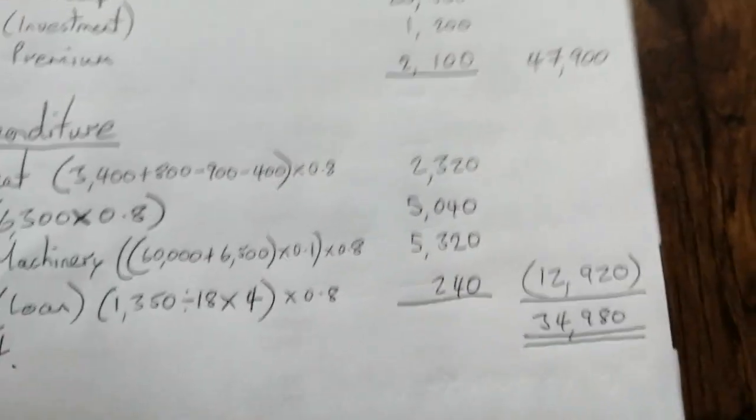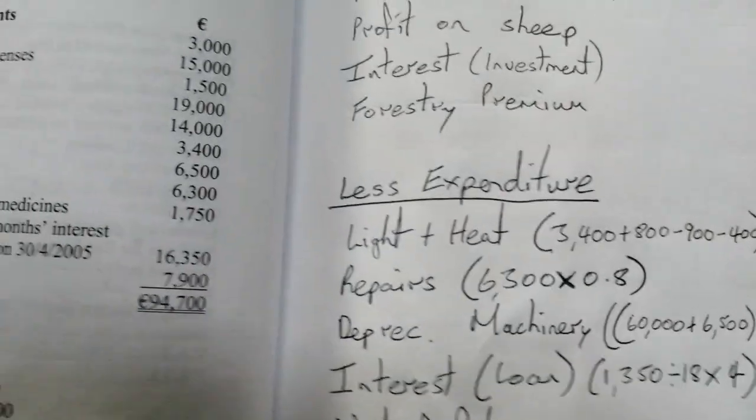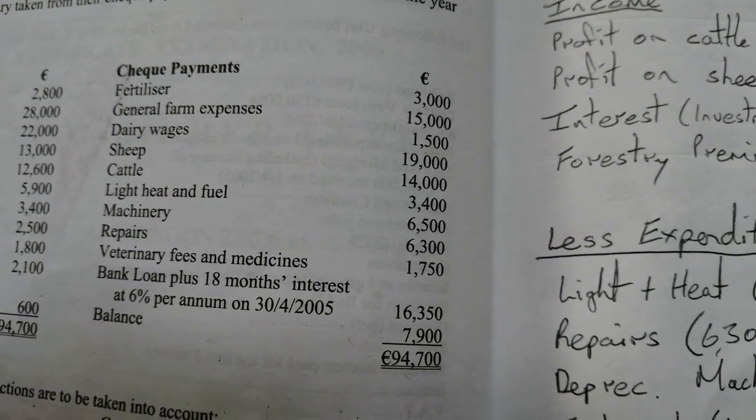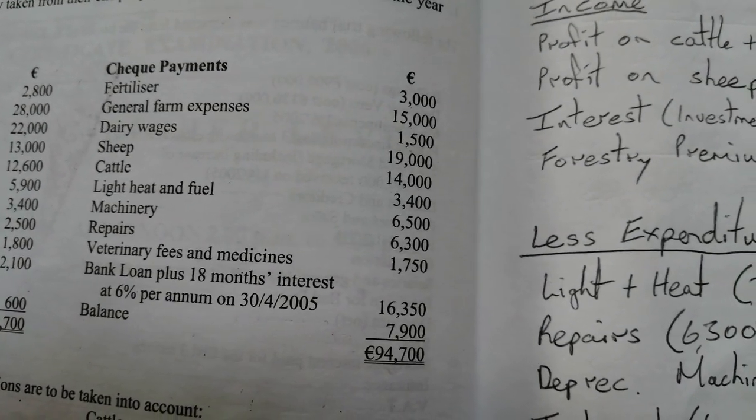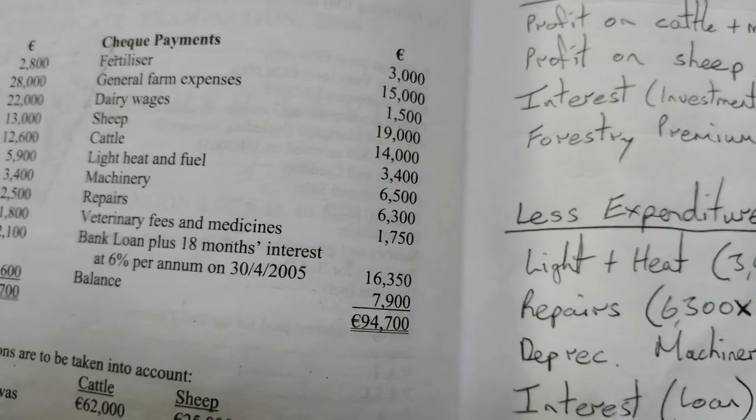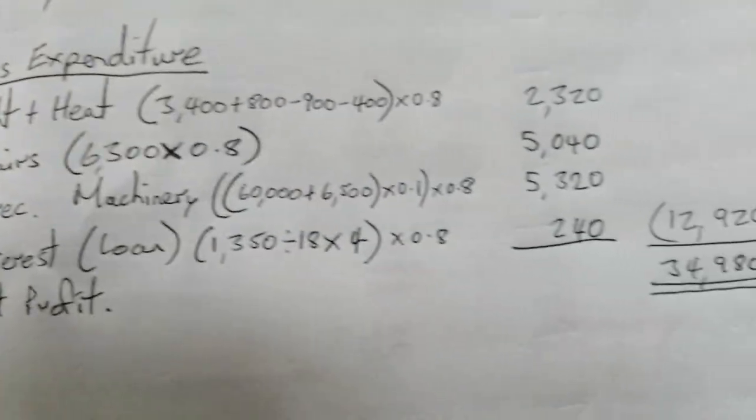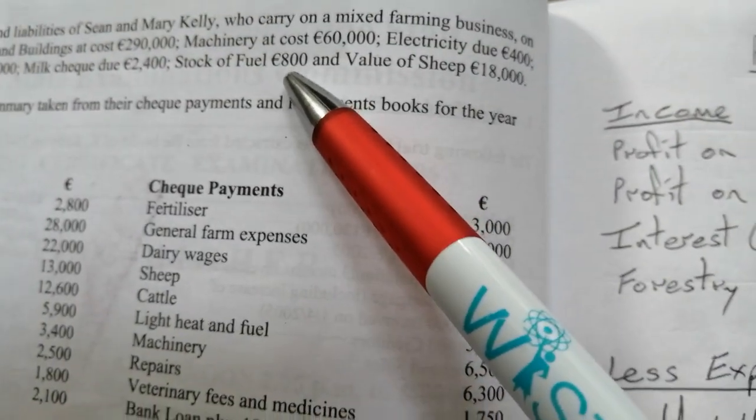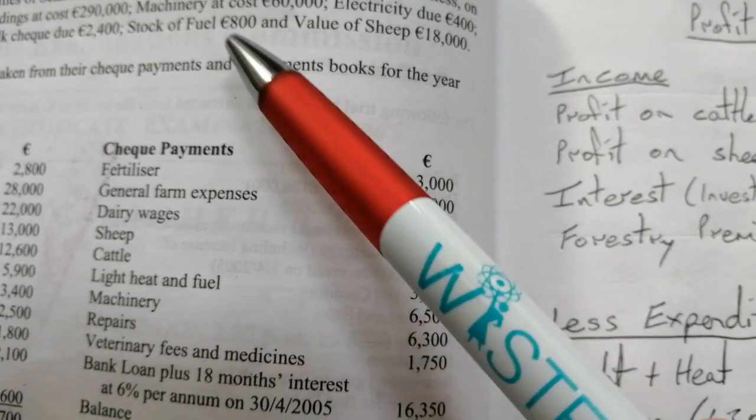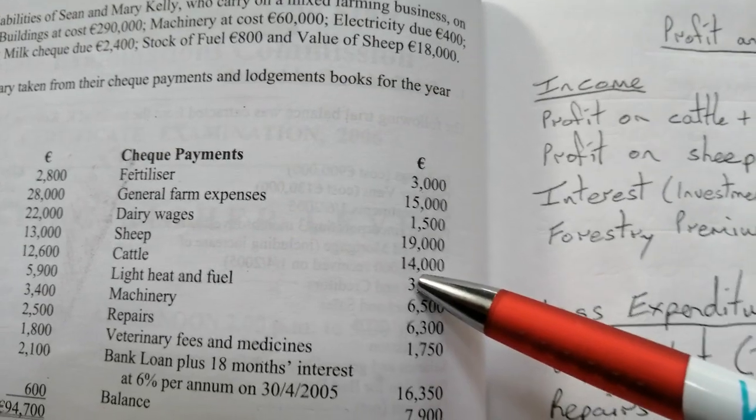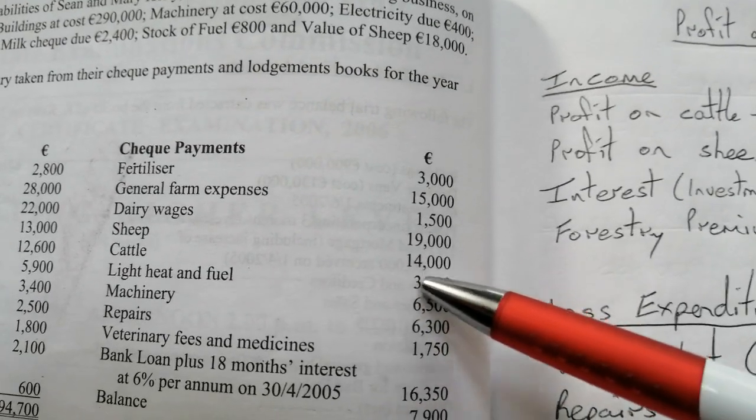Okay. So if we go over to the expenditure side then, to get our information, we just run down through the cheque payments and ignore anything we've already put in, like fertilizer, general farm expenses, dairy wages, sheep, cattle, they've already gone in before. So we're straight down to light, heat and fuel. So just a little bit of work to do there. We start with the figure 3,400 in the receipts and payments. And then there is a stock of fuel, 800 at the start. So we're going to add that on because it was paid for last year. So it's not included in that 3,400, but it is going to be used this year. So we add it on.